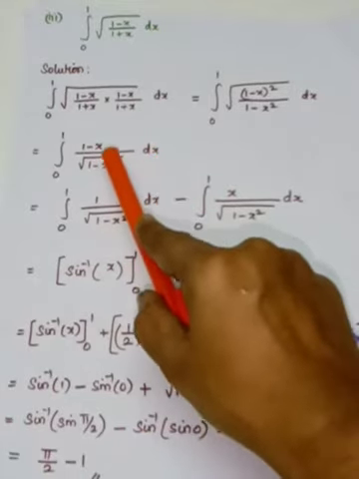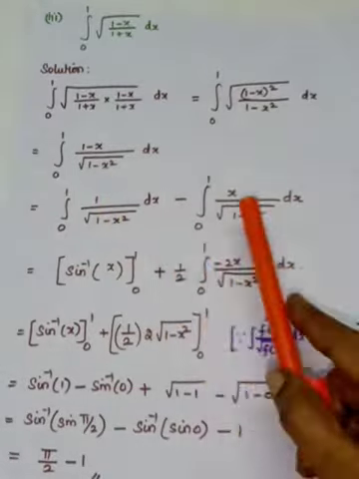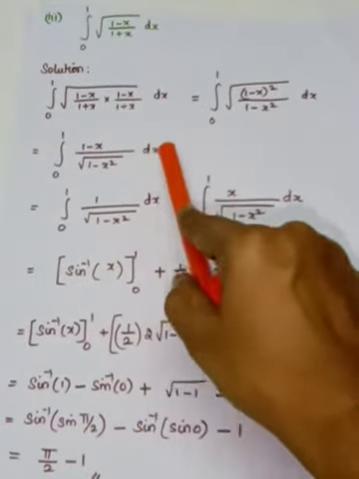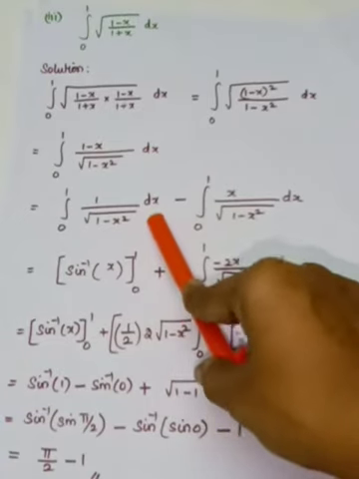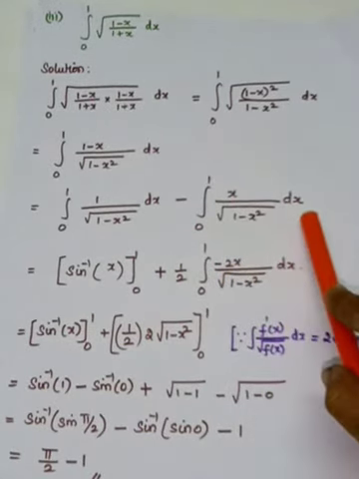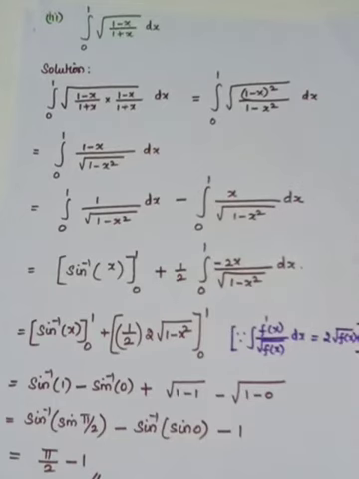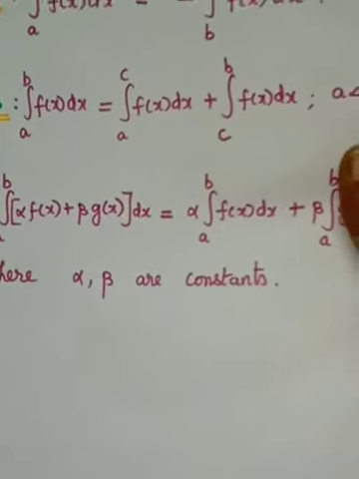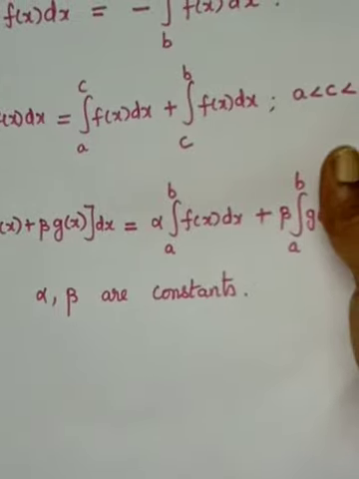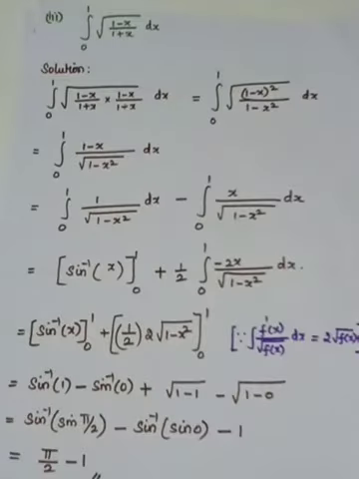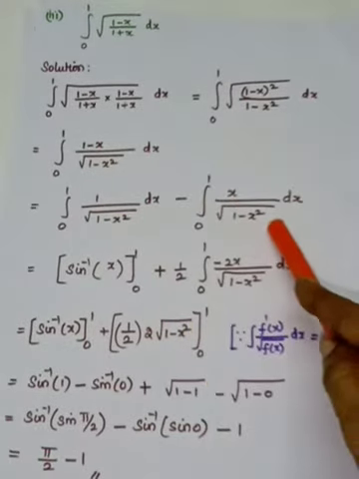Okay, so how can you split? You can split using the property. We can split as two integrals. The first one is integral 0 to 1 divided by square root of 1 minus x squared into dx. Separator we have written. Next one, what is it? Minus integral 0 to 1 x divided by square root of 1 minus x squared into dx. Okay, you see the property. We are having property 4. So using that property, alpha into integral a to b of alpha into f of x plus beta into g of x into dx can be written as alpha into integral a to b f of x dx plus beta into integral a to b g of x into dx. Using that property, we have split it into two integrals.